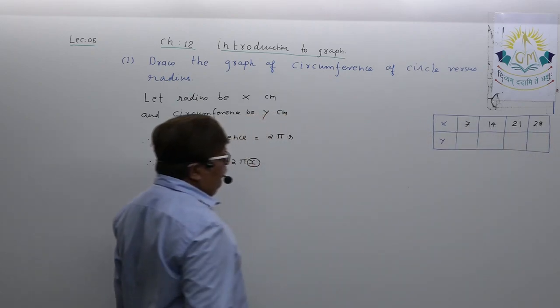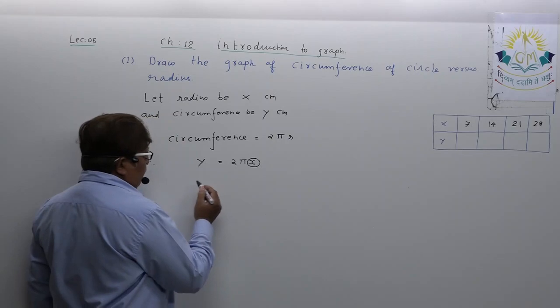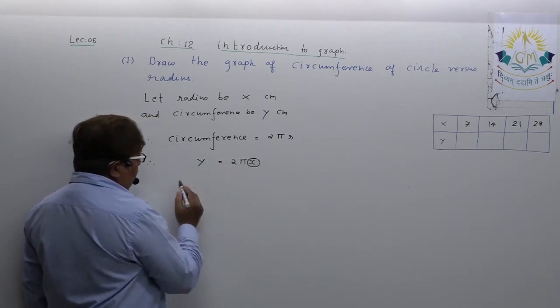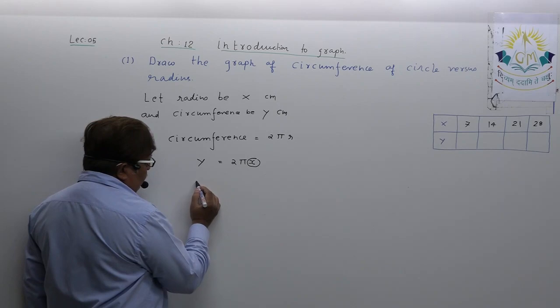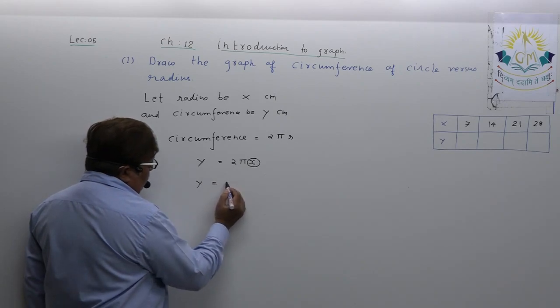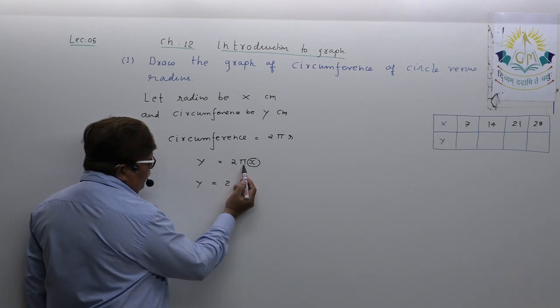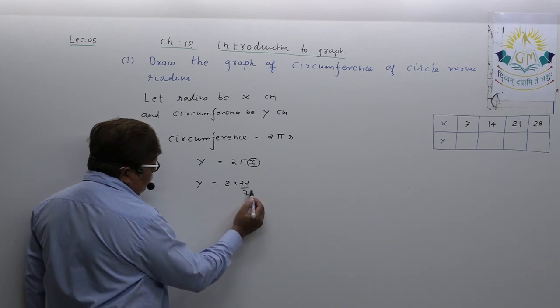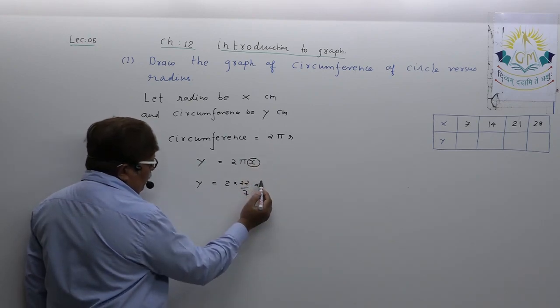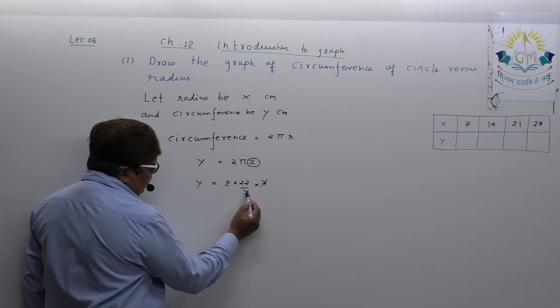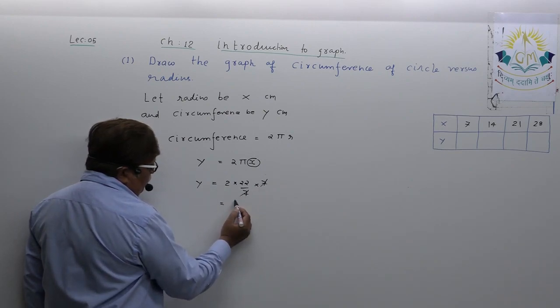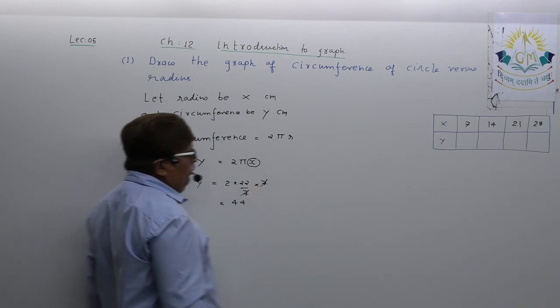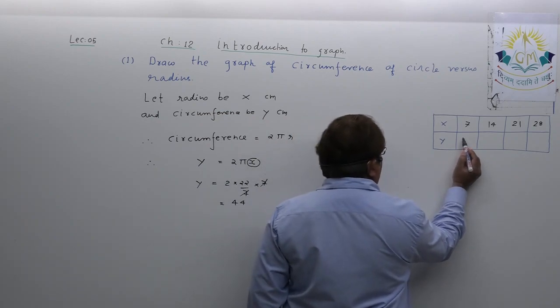Let us substitute one by one. Suppose first we take x equal to 7. What is the value of y? Pi, 22 upon 7, into 7. 7 and 7 cancelled. 22 twos are 44 centimeter. Let us write it here, 44.